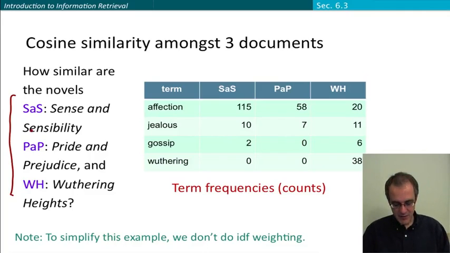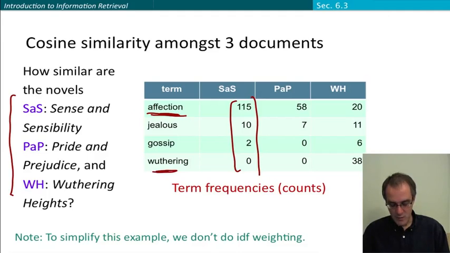So the starting point is these term frequency count vectors for the different novels. What we can see is affection is one of Jane Austen's favorite words that appears frequently in every novel. The word wuthering only occurs in Wuthering Heights, and other words like jealous and gossip occur occasionally. This is going to be our vocabulary for this example.